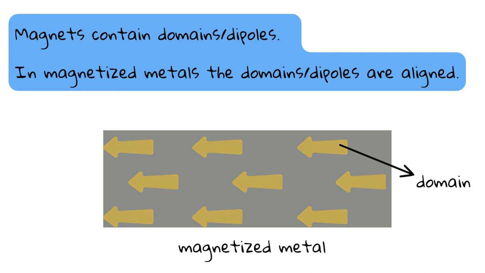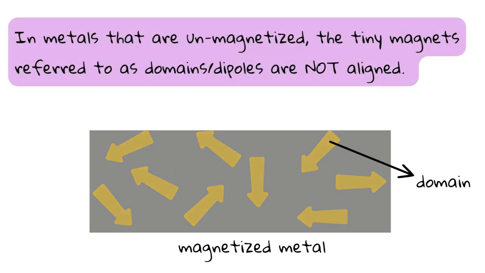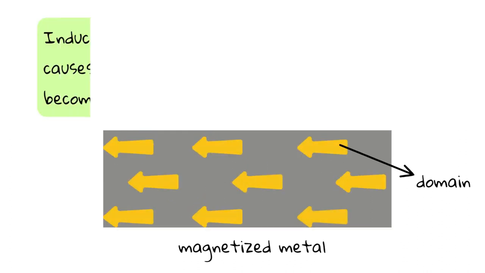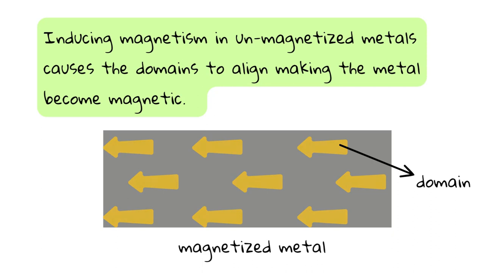Magnets contain domains or dipoles. In magnetized metals, the domains or dipoles are aligned. While in metals that are unmagnetized, the tiny magnets referred to as domains or dipoles are not aligned. Inducing magnetism in unmagnetized metals causes the domains to align, making the metal become magnetic. And this can only happen for certain metals.